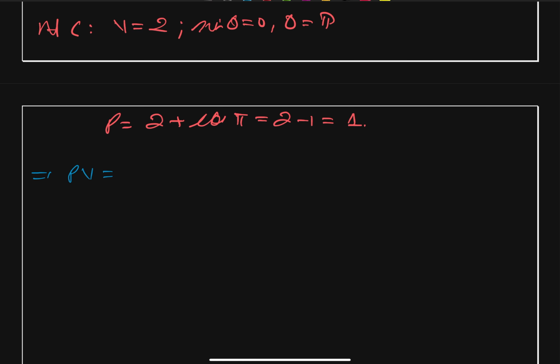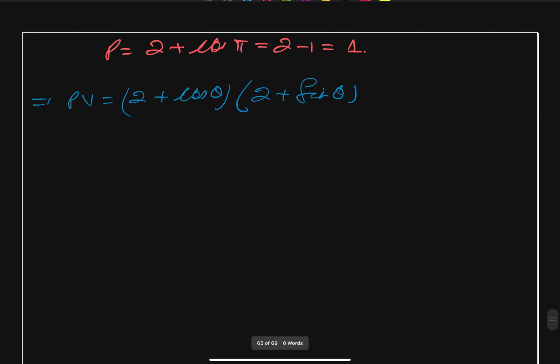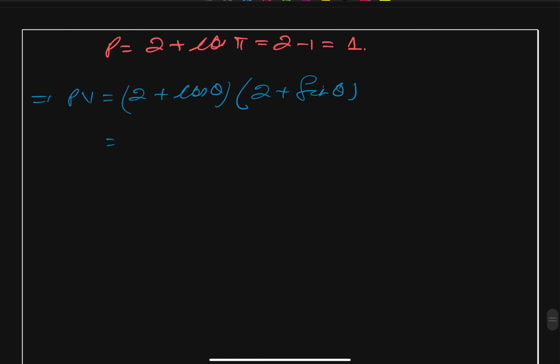Pressure volume product will be equal to (2 plus cos theta) times (2 plus sine theta), and we simply expand them. We get 4 plus 2 sine theta plus 2 cos theta plus sine theta cos theta.